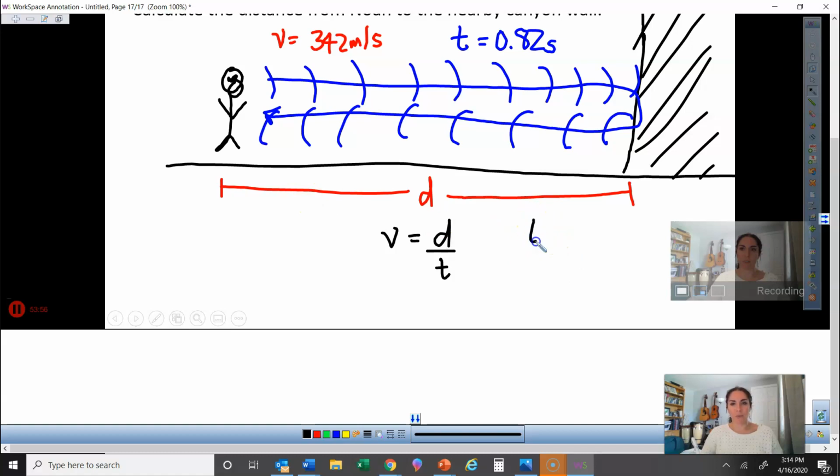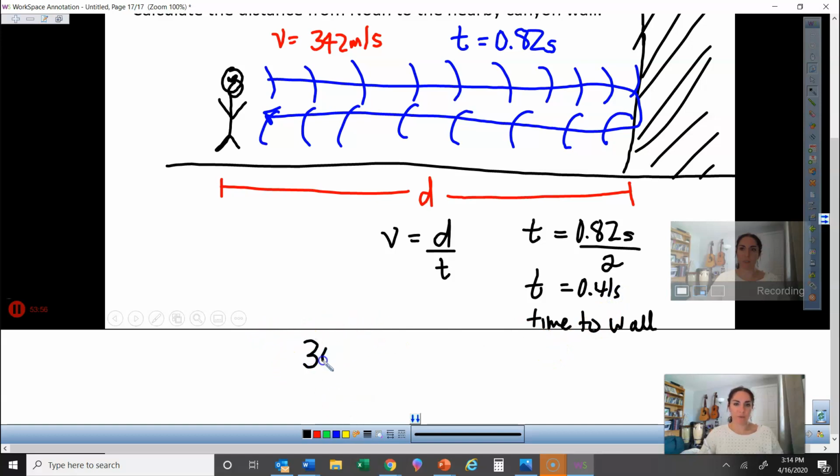So you could do this a couple ways, but what I'm going to do is take the time and divide it by 2 to just get the time to the wall. I don't want the time to the wall and back, just the time to the wall. So this is 0.41 seconds. Therefore, now I can solve it out with 342 meters per second is equal to d over 0.41 seconds.